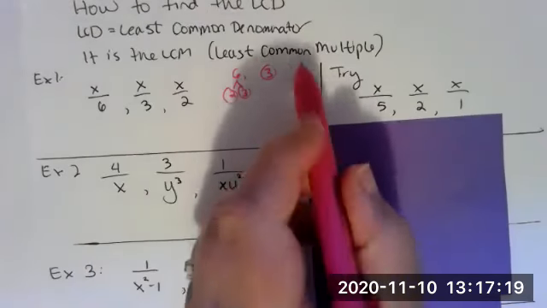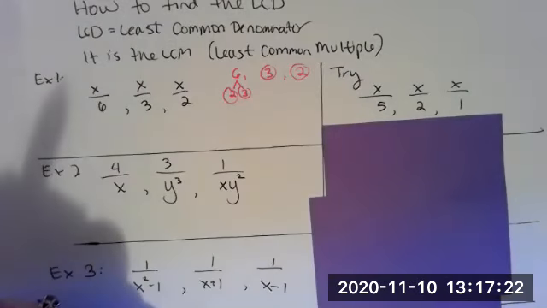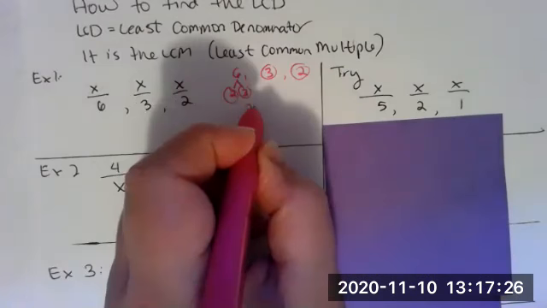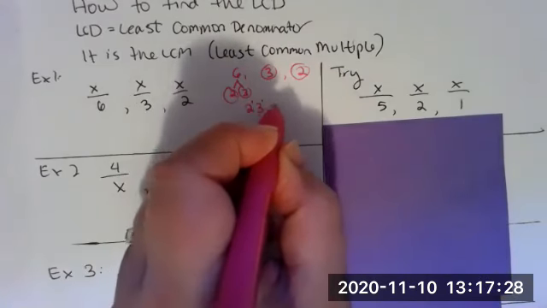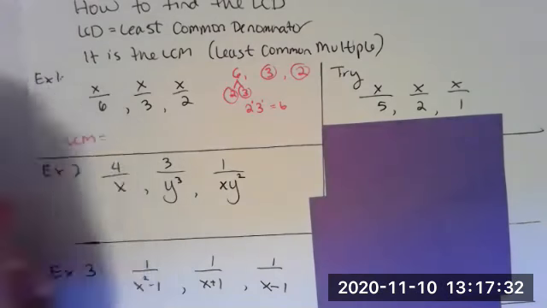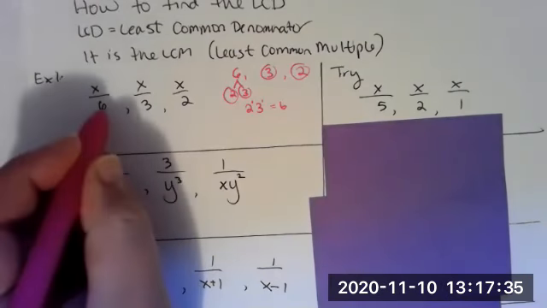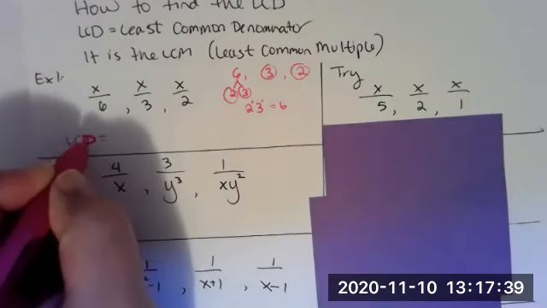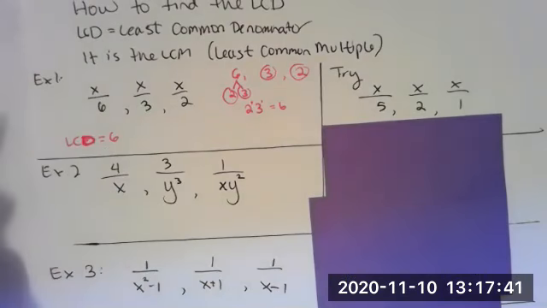3 doesn't break down into anything, and 2 doesn't break down into anything. So the least common multiple would be 2 to the 1 times 3 to the 1, or 6. So our LCM here, or our LCD, least common denominator, which is the least common multiple of the denominators, and I'll just be consistent, I'll just write LCD is going to be 6.